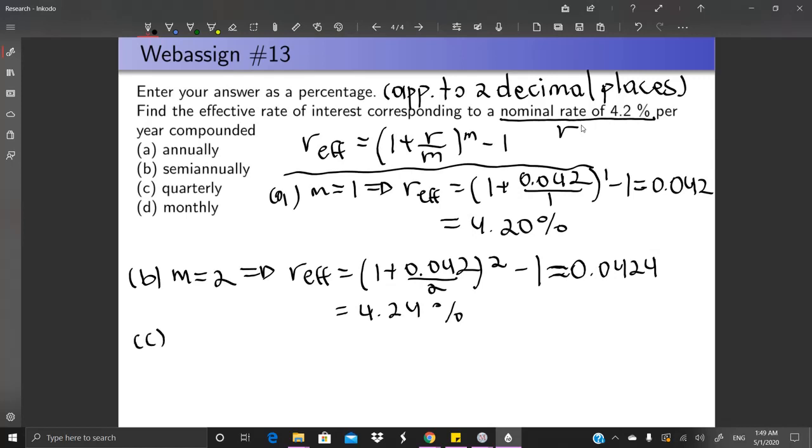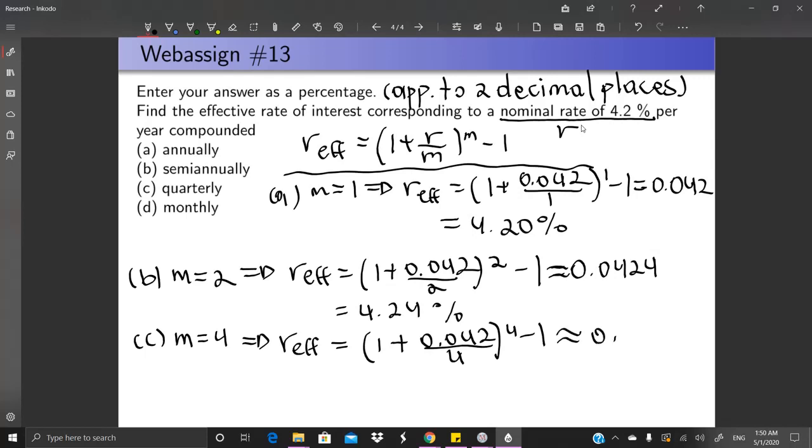Let's do C. All right, so for part C, quarterly, remember quarterly means 4 periods. So m equals 4. Let's find R effective. That's equal to 1 plus 0.042 over 4, to the 4th power, minus 1. And when I did that, you get that this is 0.0427. And as a percentage rounded to 2 decimal places, you get 4.27%.